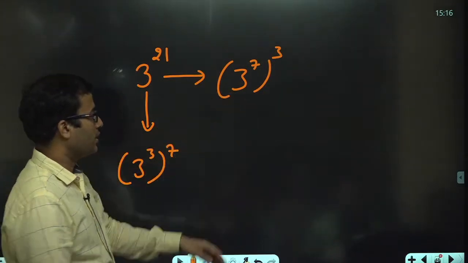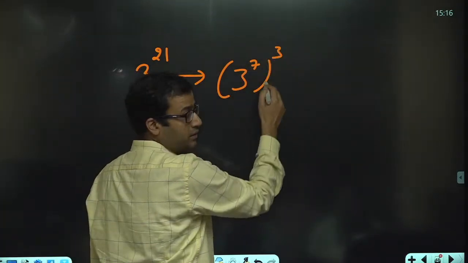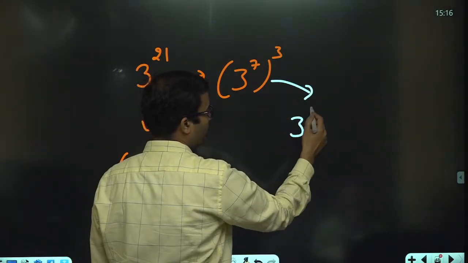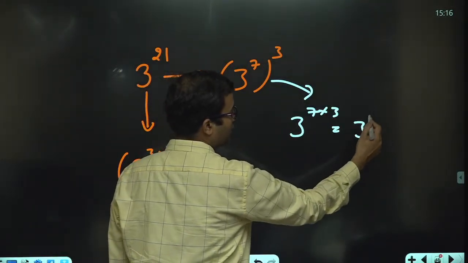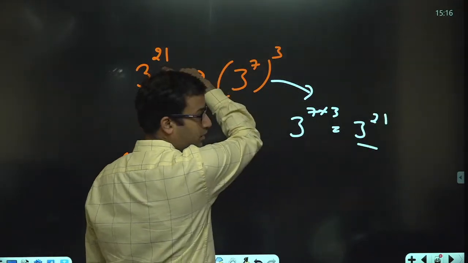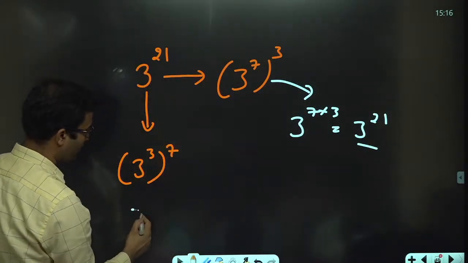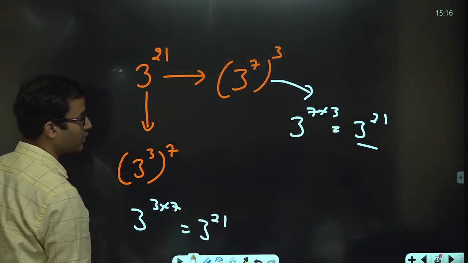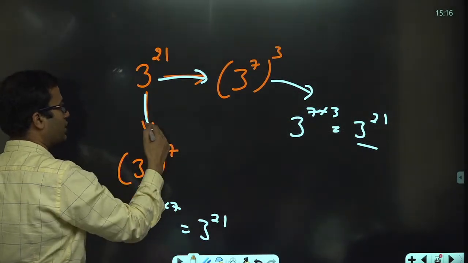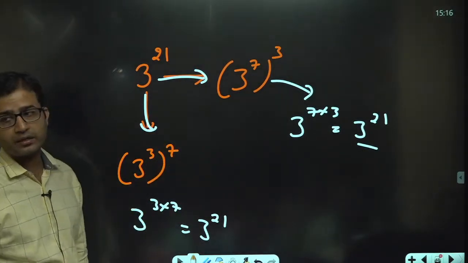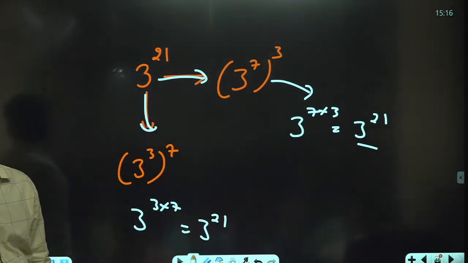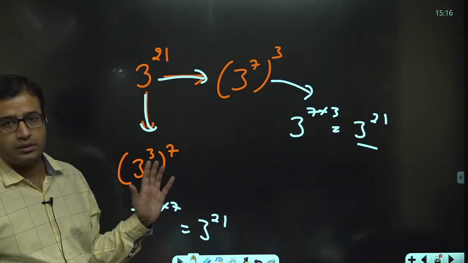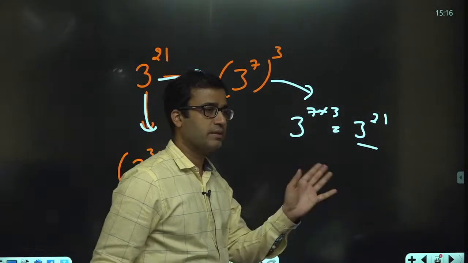What is this saying? 3 to the power 7 bracket 3. If you solve it, what happens? 3 to the power 7 into 3, 3 to the power 21. Is this okay? Yes. And if you write this, what does this say? 3 to the power 3 into 7, so it is also 3 to the power 21. So either you can write like this or you can write like this. Both are correct, because total power remains same. Total power remains 21, so until your power remains same, okay.